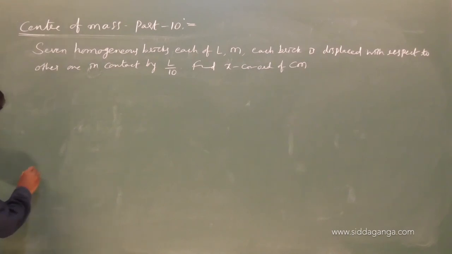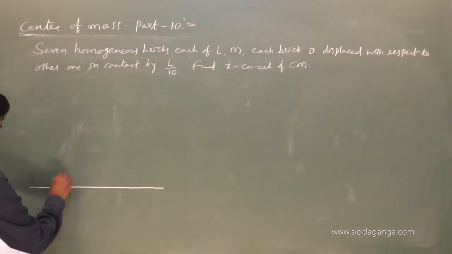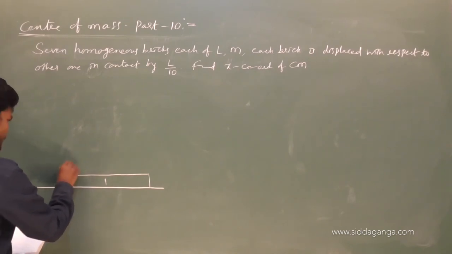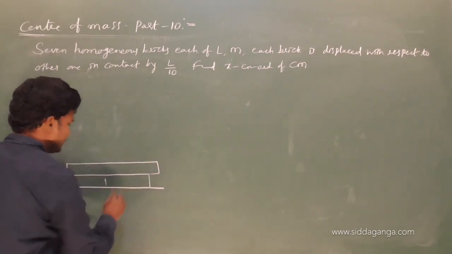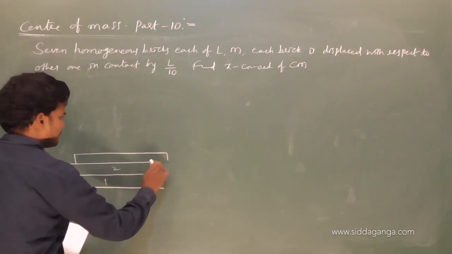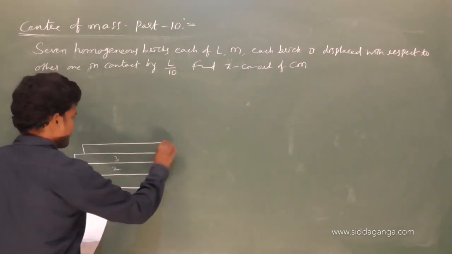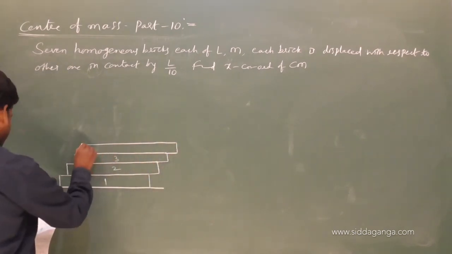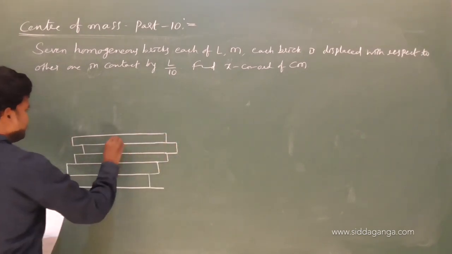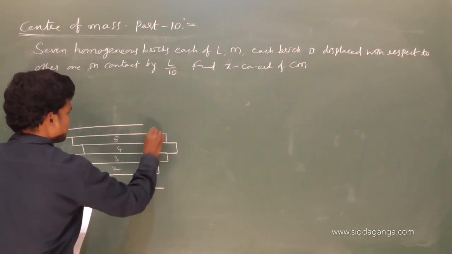Let me draw the diagram. See, one brick is placed like this. This is one brick. Okay, brick number one. One more brick is extended by L by 10, so draw correctly. This is L by 10, second brick. One more brick also extended by L by 10. One more also, 1, 2, 3, 4 also extends. This is 5. Six.